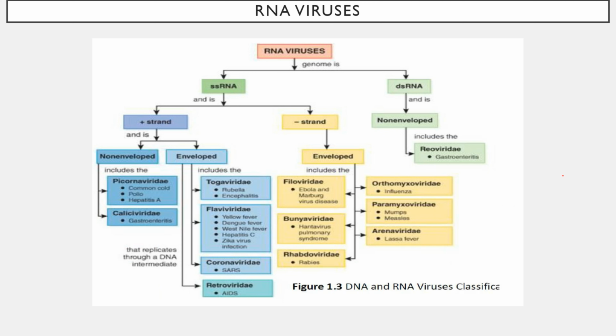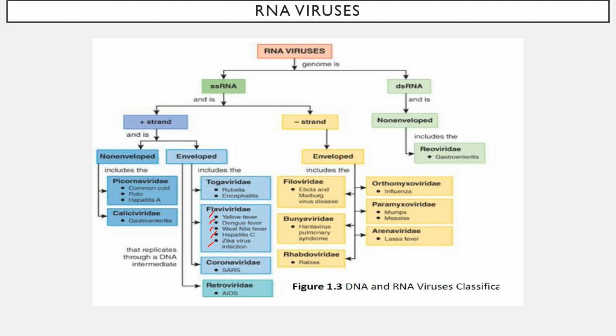Then the most abundant, class, the RNA viruses. We have your single-stranded RNA and double-stranded RNA. For single-stranded RNA, we have your positive strand or positive sense, and non-envelope. Non-envelope positive strand single-stranded RNA would include your picornaviridae, known to cause common cold, polio, and Hep A. Caliciviridae, known to cause gastroenteritis. Then for the envelope, we have your Togaviridae, known to cause rubella and encephalitis. Flaviviridae, known to cause yellow fever, dengue, West Nile, Hep C, Zika virus. Then we have your coronaviridae, known to cause SARS and COVID-19. And we have your retroviridae, known to cause AIDS.